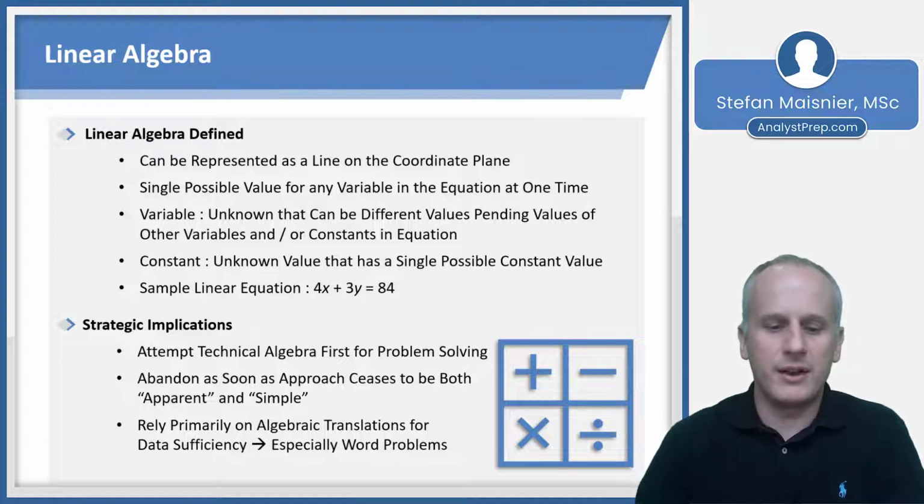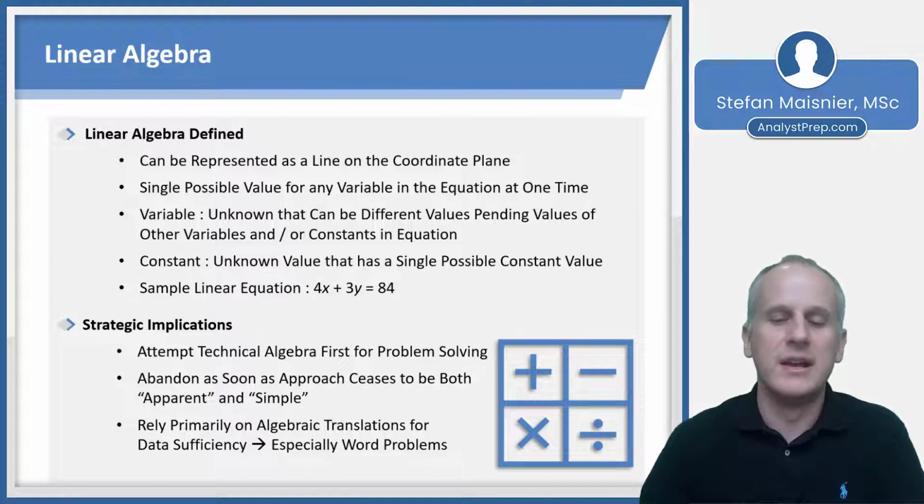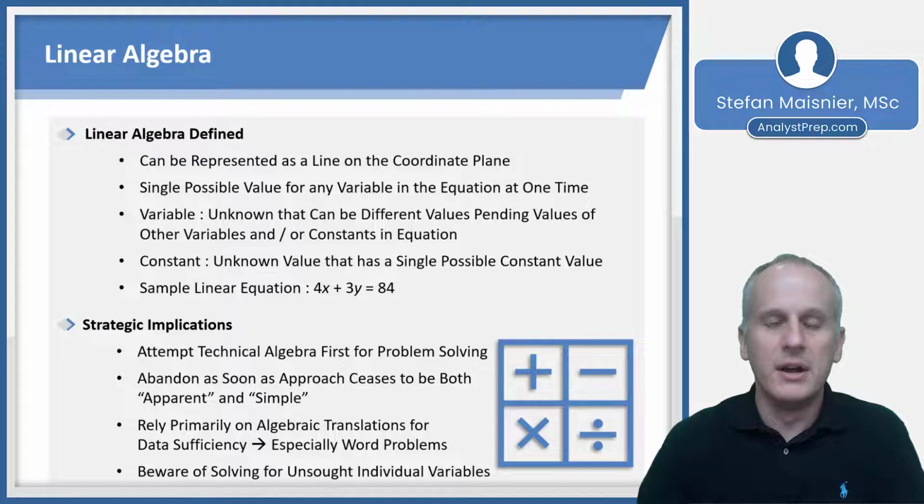Now, you'll want to rely primarily on algebraic translations for data sufficiencies and especially word problems. So in technical algebra, when you see it in problem solving, you might have alternative tactics. When it comes to technical algebra on the data sufficiency side, you really want to lean into doing the technical manipulations because that's going to be a more efficient and clinical way to determine sufficiency rather than trying to plug in a bunch of values. You especially want to do this with word problems by turning all of the unknowns into as few variables as possible. But also beware of solving for unsought individual variables.